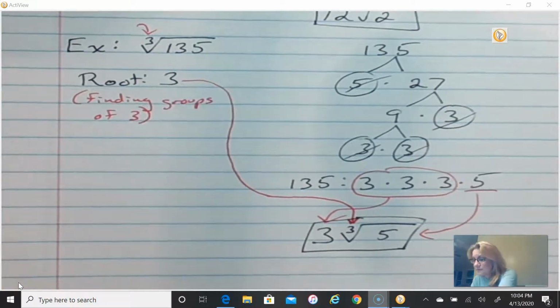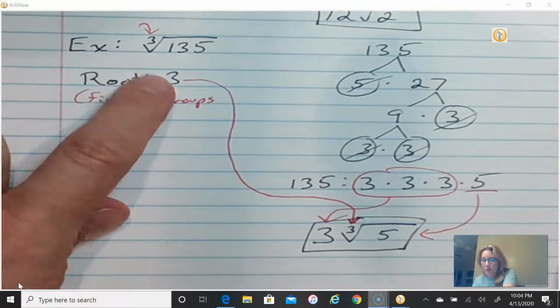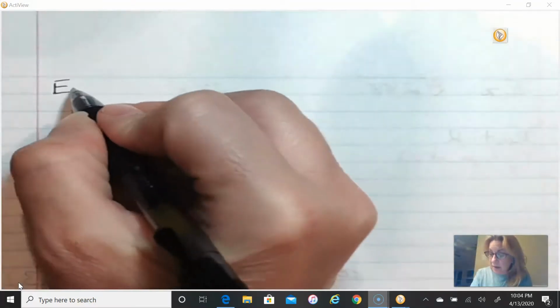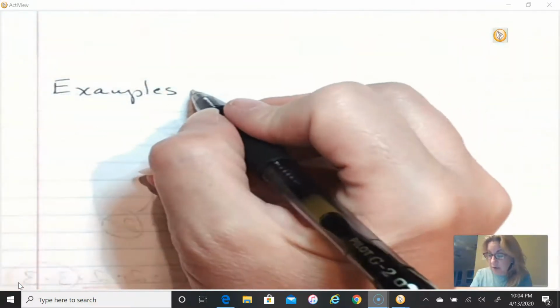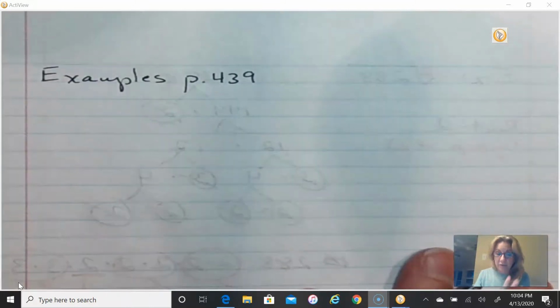Okay. So there is what you would do if you had a root of 3. You just circle groups of 3. That's it. Same thing as all the others. So I think some of you probably are getting it. If you still are having questions, you let me know. Okay. So examples. Since we've done so many examples of roots of 2 and everything, I think you've got it.